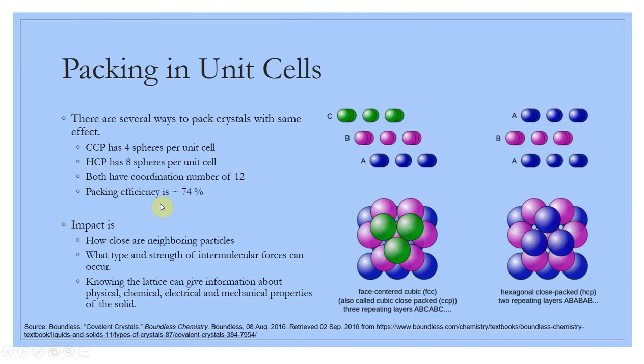Now, we just talked about cubic closest packed. And the idea is when you're packing these unit cells, there's more than one way to do it. You can have 4 spheres with cubic closest packed, or you can actually have 8 spheres with hexagonal closest packed, where you have just 2 repeating units. We don't really do much with the HCP. It's just not as common. So for the most part, we'll focus most of our information on cubic closest packed. This is an ABC type layer, whereas this is two repeating layers instead.